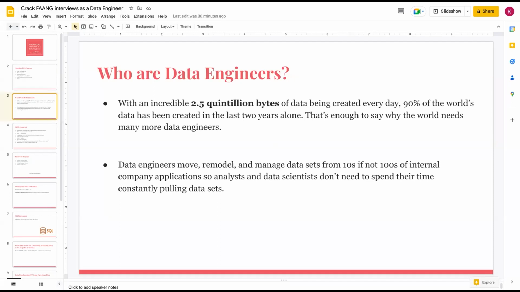Okay. Difference between a data engineer and a data scientist. So basically, a data engineer makes the data sets out of raw information.